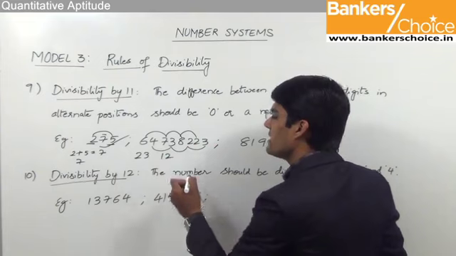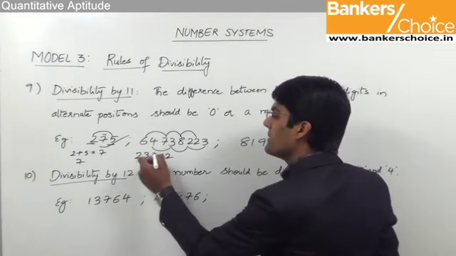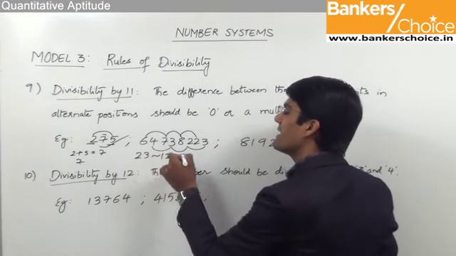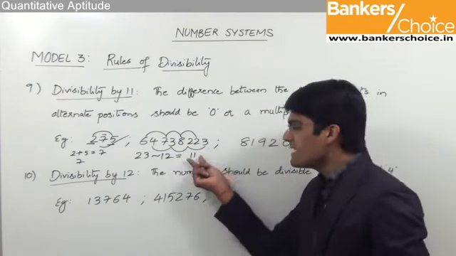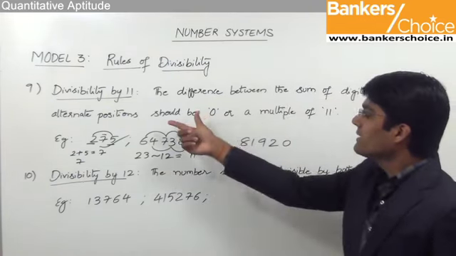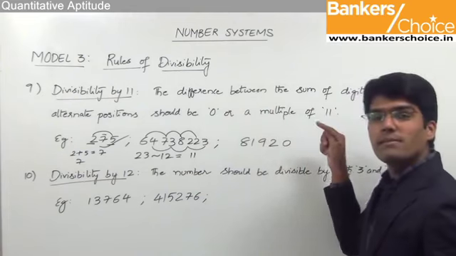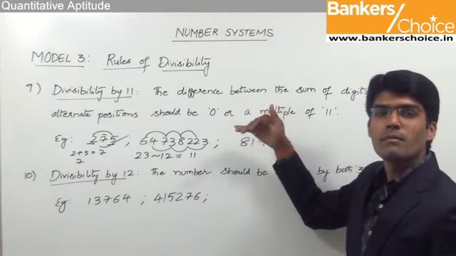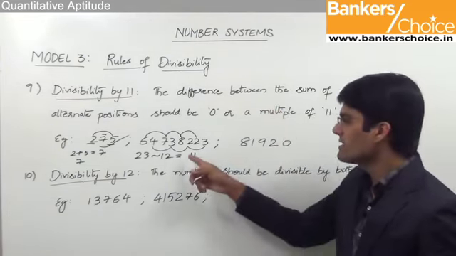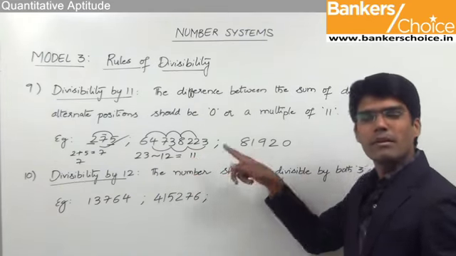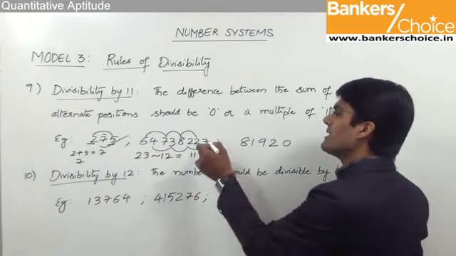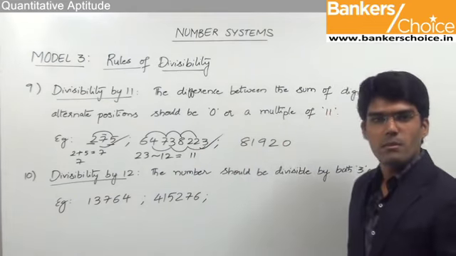So the other sum here is 12. And the difference between these two sums, 23 minus 12, is equal to 11. Now since the difference is 11, we know that the difference should be either 0 or a multiple of 11 for the number to be divisible by 11. So since the difference here is 11, it is nothing but a multiple of 11. So we can say that even the second number here is divisible by 11.